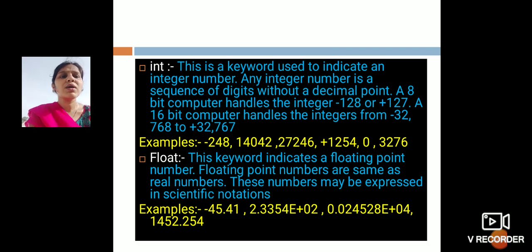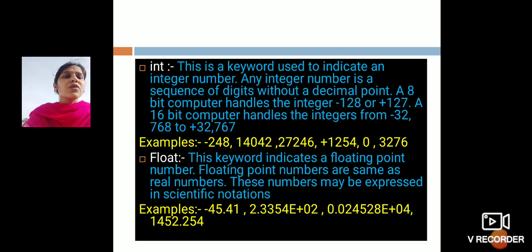32,768 to plus 32,767. A few examples are mentioned below for integers, and those examples do not contain any decimal point and they contain the prefix, that is plus or minus symbol.